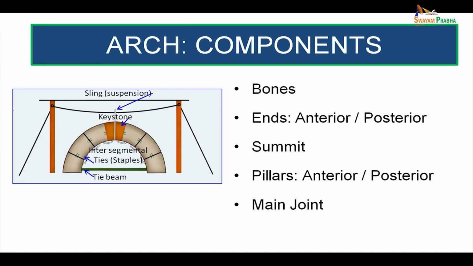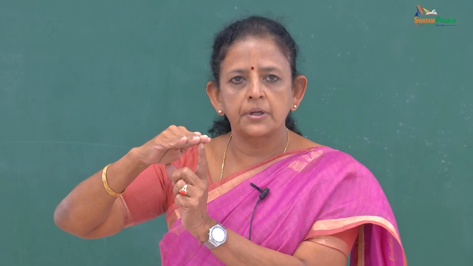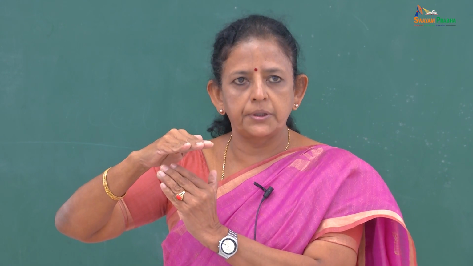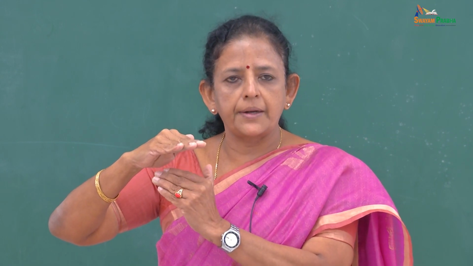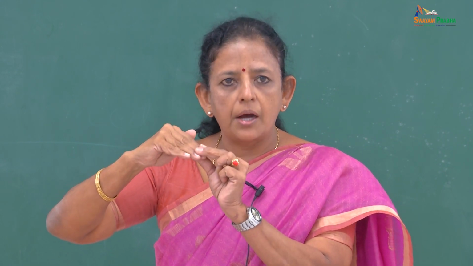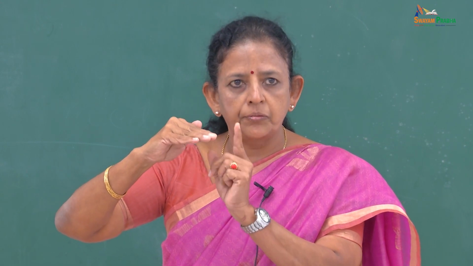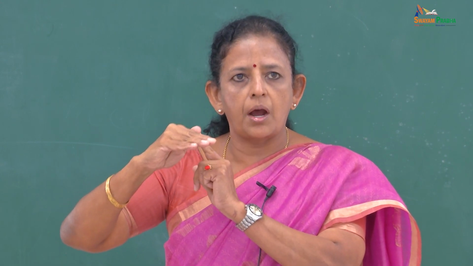Talking about the components of the arch, it has bones, the ends which might be anterior or posterior or medial or lateral, the summit of the arch, which is the highest point of the arch. Then there are the pillars which support the arch, which might be anterior or posterior or again medial and lateral, and the main joint which is responsible for maintaining the contour of the arch.